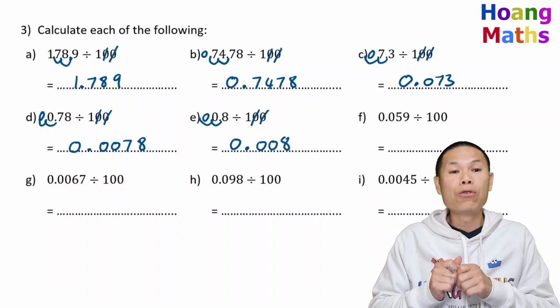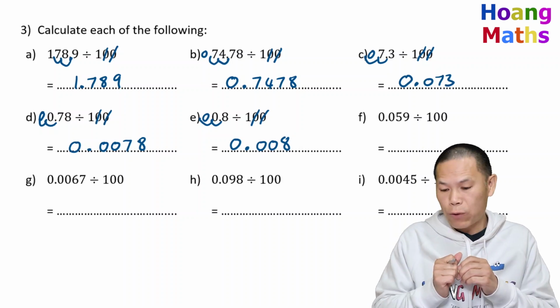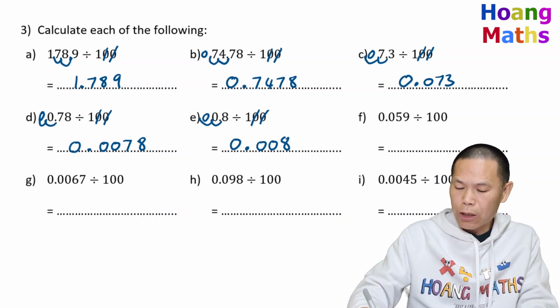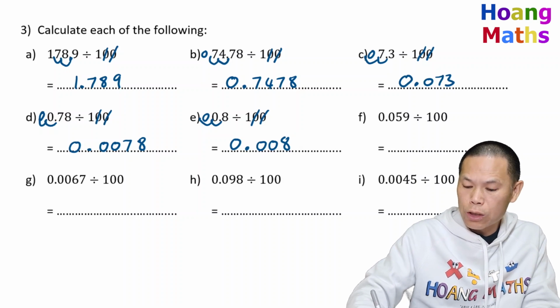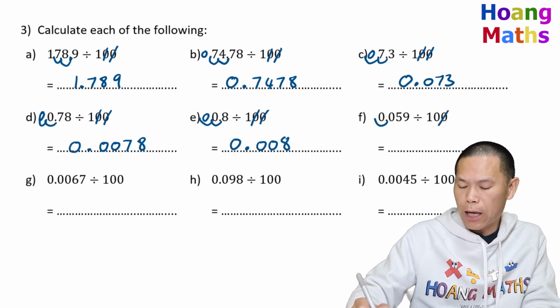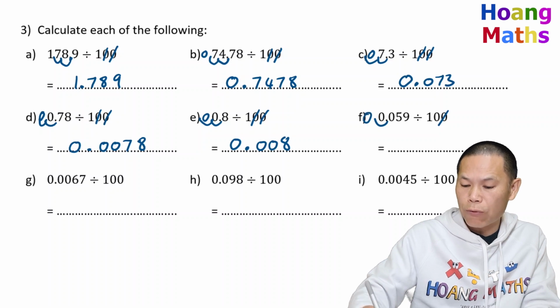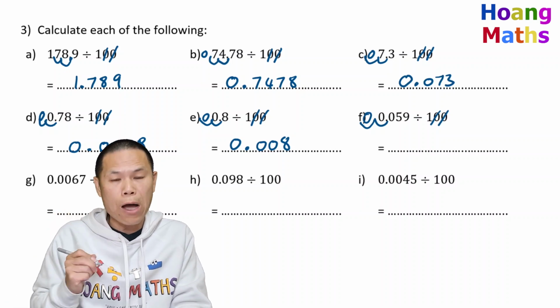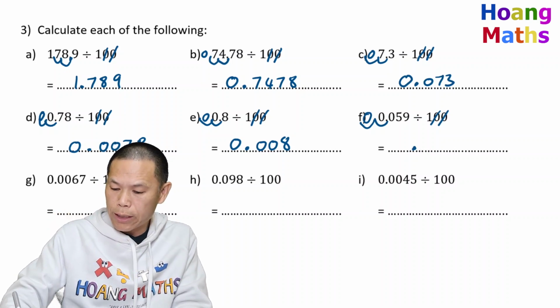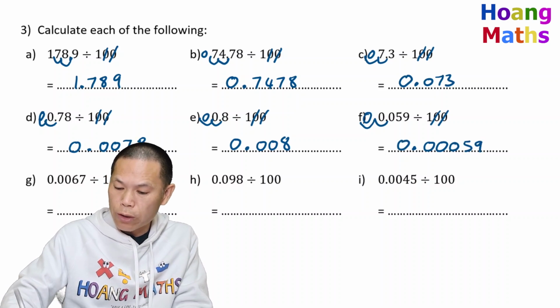Part F. 0.059 we divided by 100. So of course the answer should be smaller than this. So we just move 1 to the left and then we cancel that. We put a 0 in front and then we move 1 more time, we cancel. So 0.00059. And then of course we put a 0 in front.